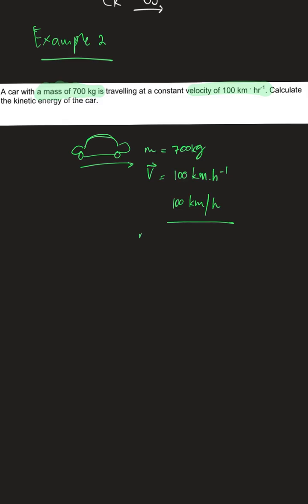So let's just have a look at the information that I have here. I've got my vehicle, and the vehicle has a mass of 700 kilograms. And it has a velocity of 100 kilometers per hour, which you're used to. However, velocity is always in meters per second. So when we did motion, I gave you that conversion. You need to make sure you go and check the conversion.